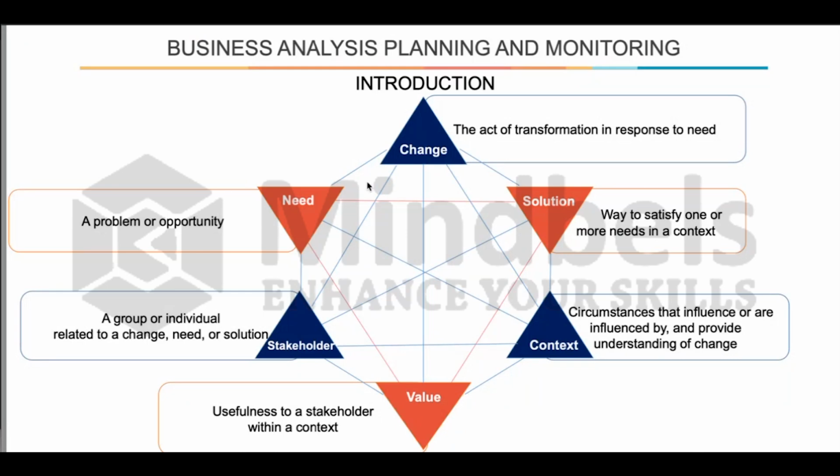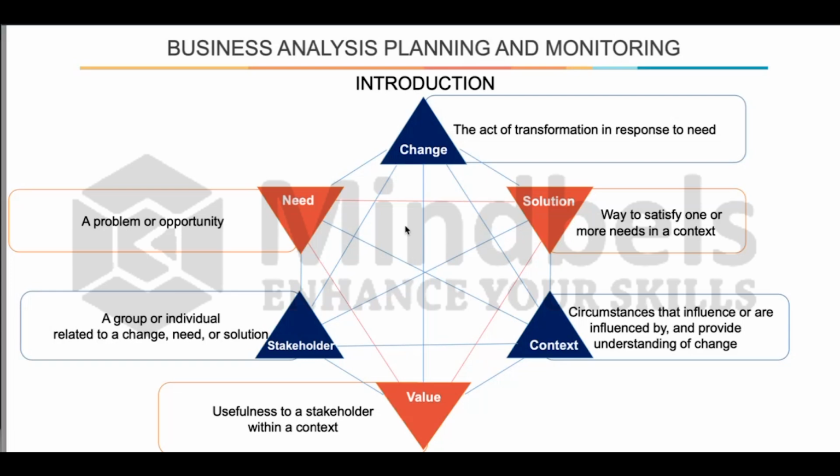Because people, as I said, when they become certified BAs, they just focus on technology and start working. But there are some things we also have to take care of: context, and also the stakeholder. So always remember these 6 action items: change, solution, context, value, stakeholder, need. So you'll understand where what action item should be placed.